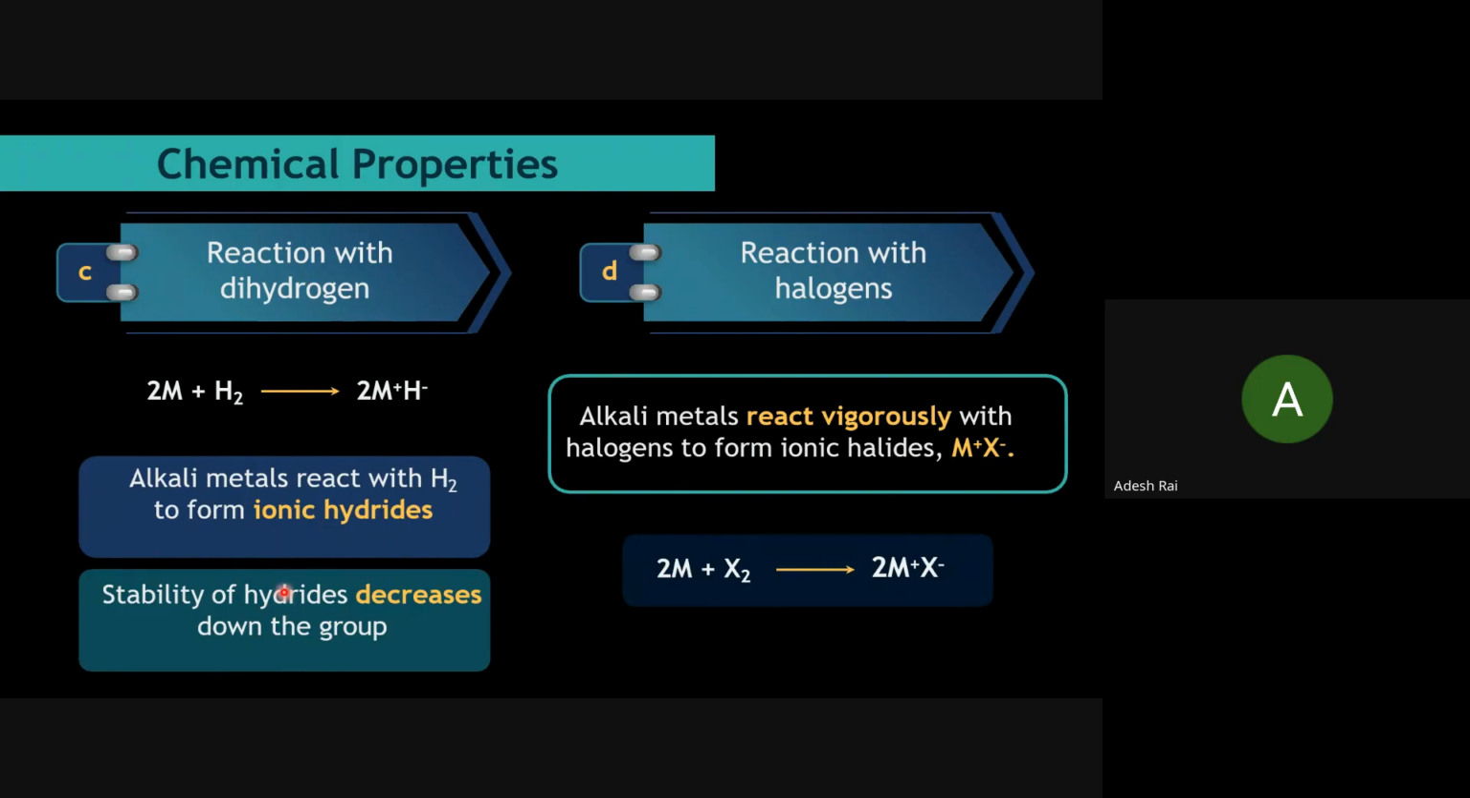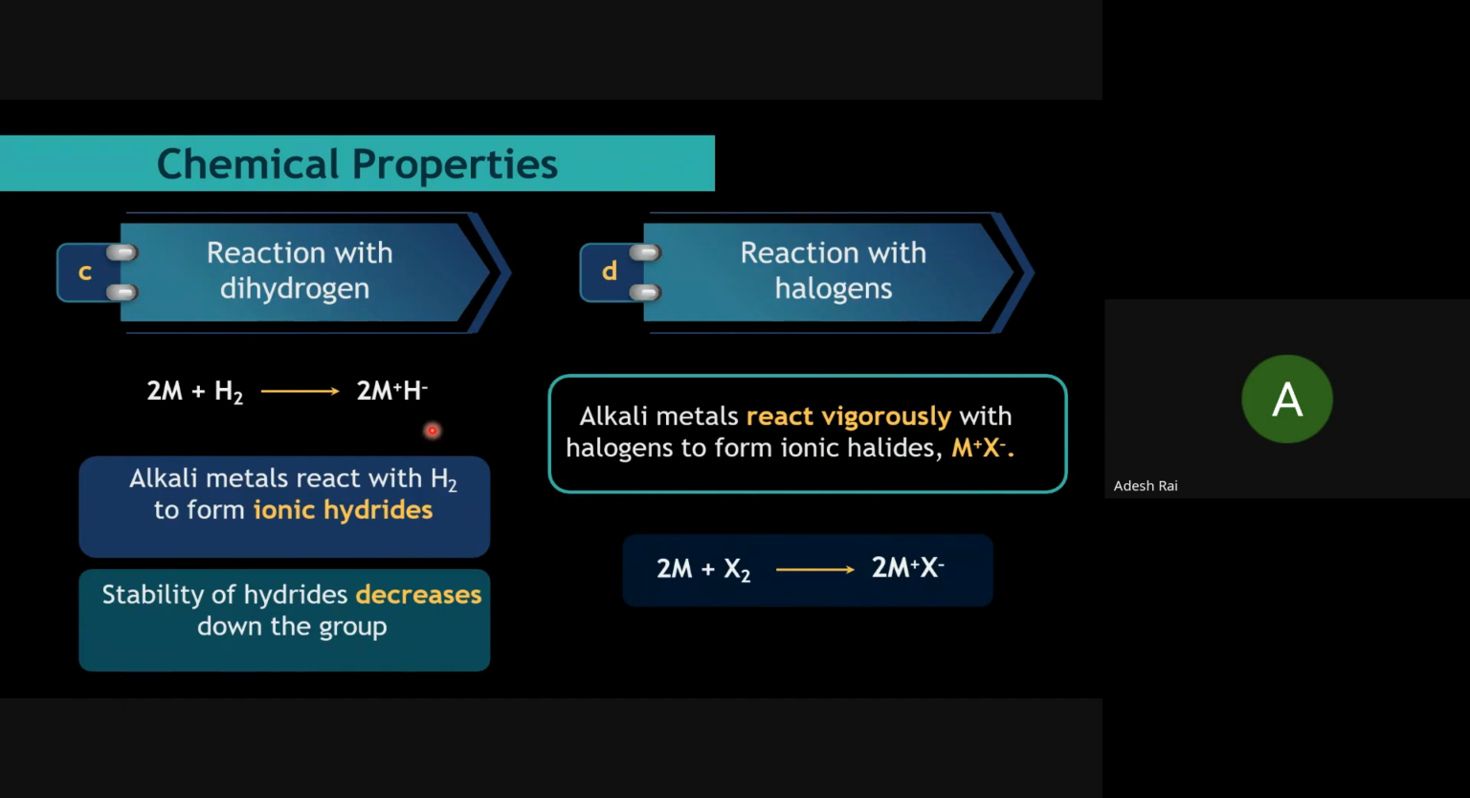Stability of hydride decreases down the group. Why does it decrease down the group? Because down the group, metal size will increase, but the size of hydride is fixed. Because the size of the metal will increase, what will happen? The bond strength of the metal and hydrogen will decrease.